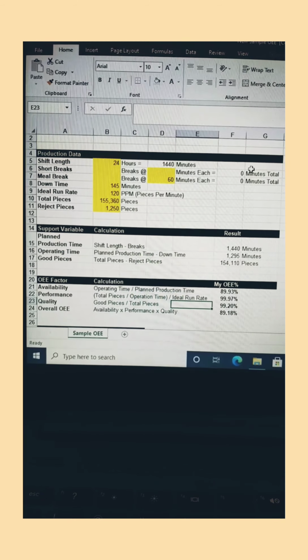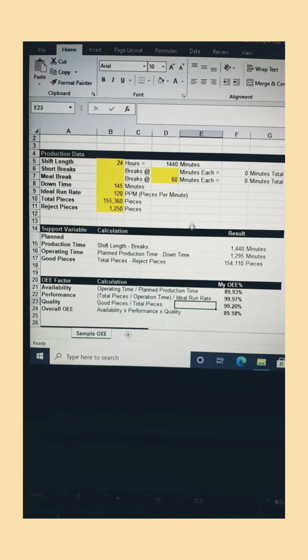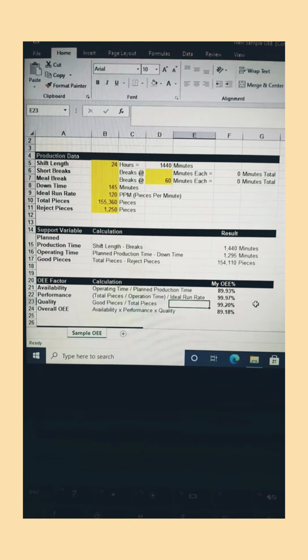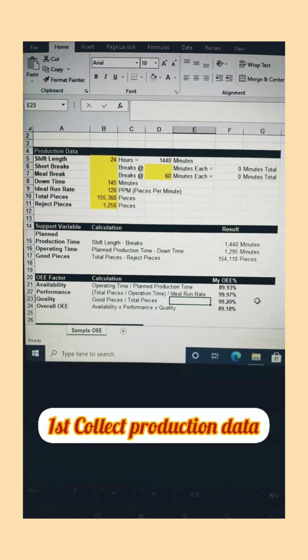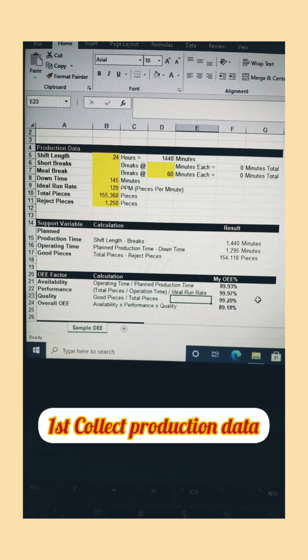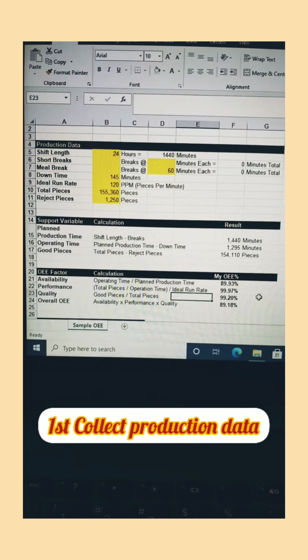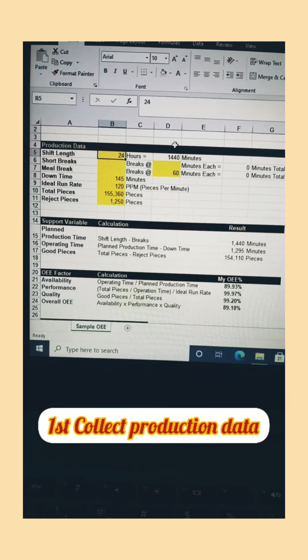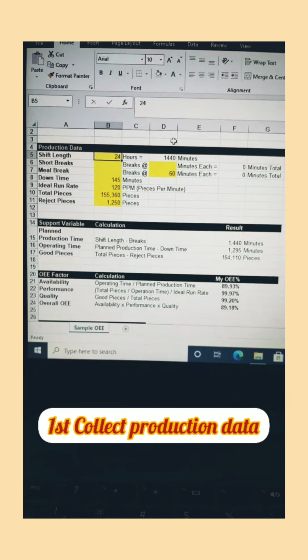On the screen you can see an Excel sheet in which I will incorporate my basic data for calculating the OEE, and after adding that data you will be able to analyze how the OEE has been calculated and how you can calculate the OEE of any manufacturing machine.